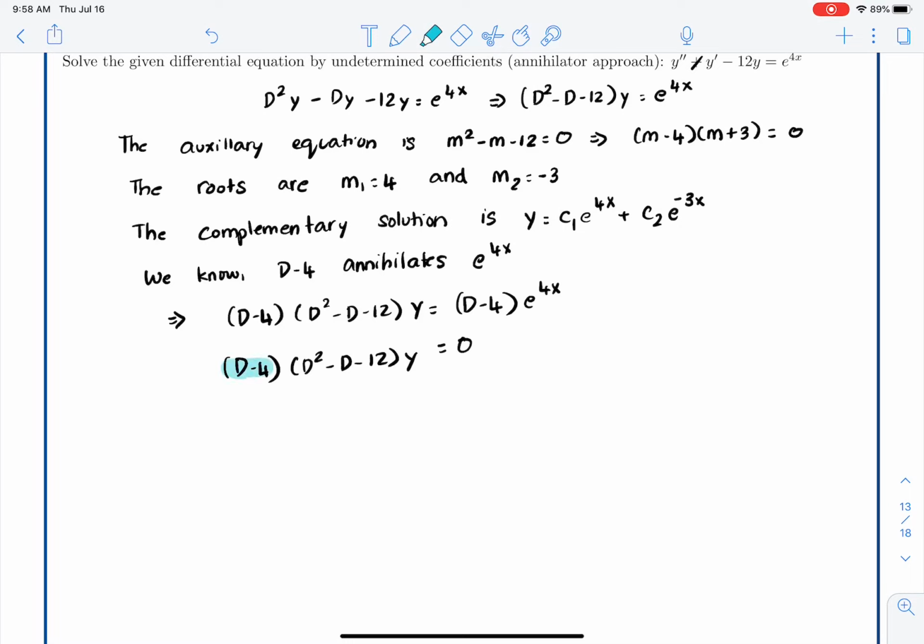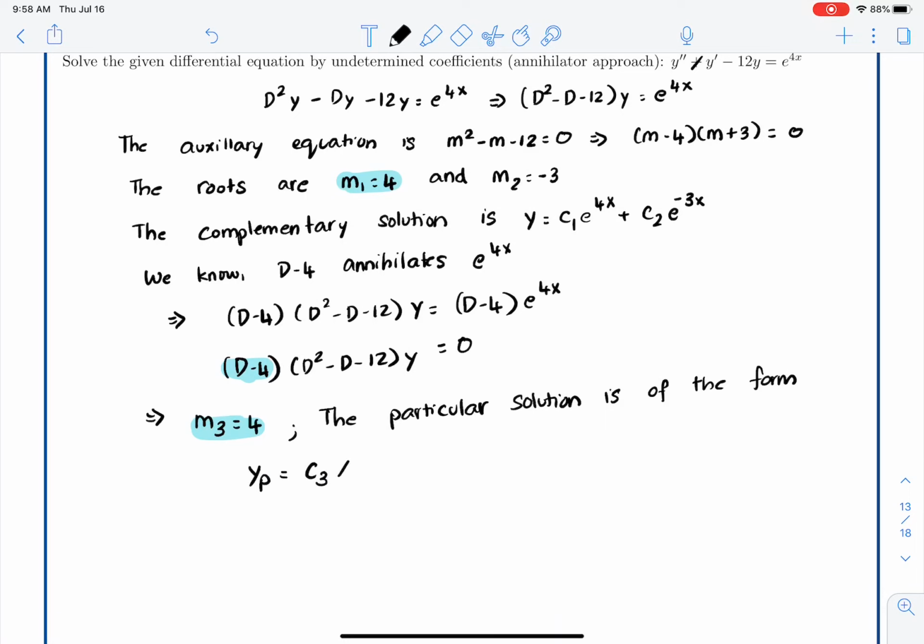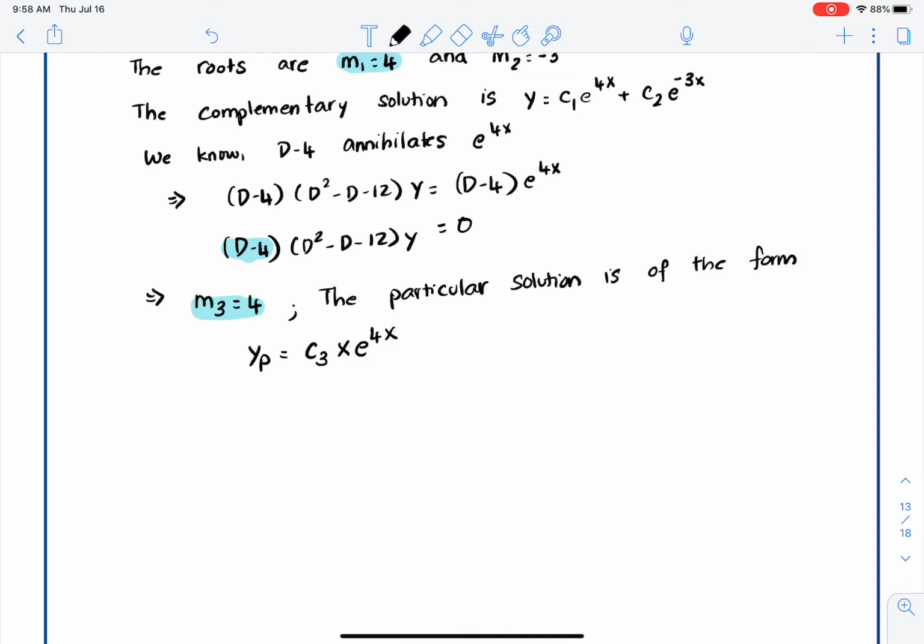The root for the particular solution is obtained using d minus 4. So here we will have m3 equals positive 4. But keep in mind, we already have m1 equals 4. So the particular solution is of the form yp equals c3 x e raised 4x, because we already have a root that equals 4.